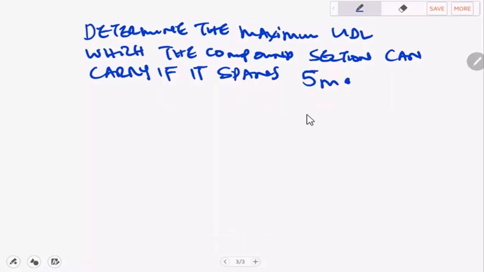So determine the maximum UDL which the compound section can carry if it spans 5 meters. So what's happening here is the question may not be phrased this way. It may be phrased in such a way that it's in sections. Right? So they may say calculate the position of the neutral axis, determine the moment of inertia, calculate the maximum moment of resistance, the maximum imposed load the beam can carry safely if the effective span is 5 meters, and the position and magnitude of the maximum shear stress. So that's how the question may be phrased. It may be phrased slightly different to what we are going to do here.